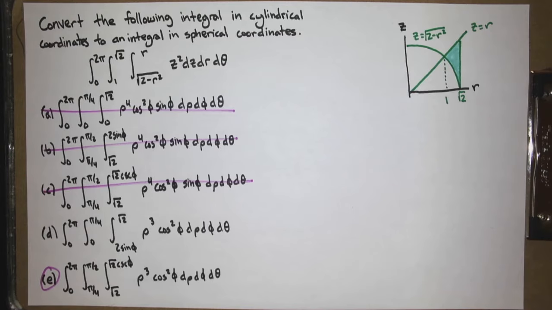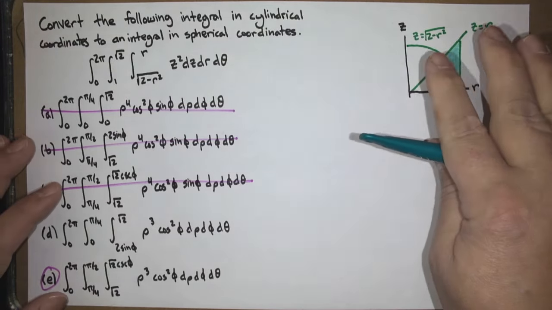Okay. Now you might be a little bit suspicious about this answer. So let's go through it. All right. So let's think about what's going on. We've got to convert, so we have to worry about 2 things: bounds and what we're actually integrating. Which one do you want to tackle first? We'll have to do them both. Bounds.